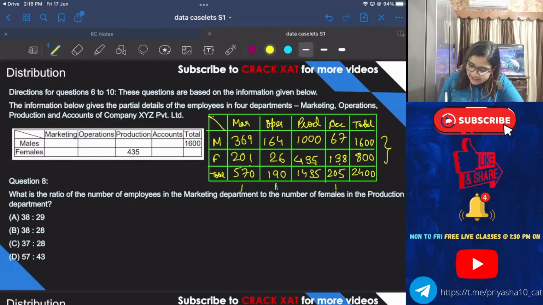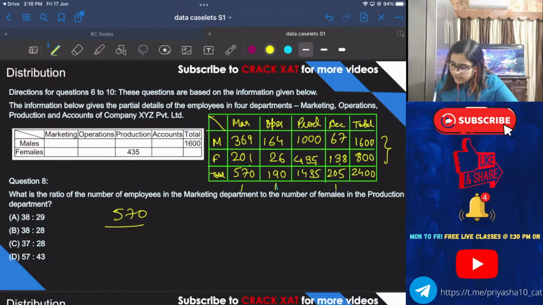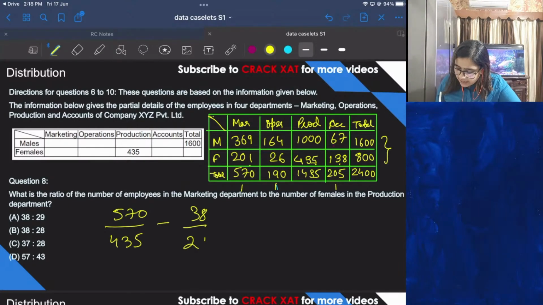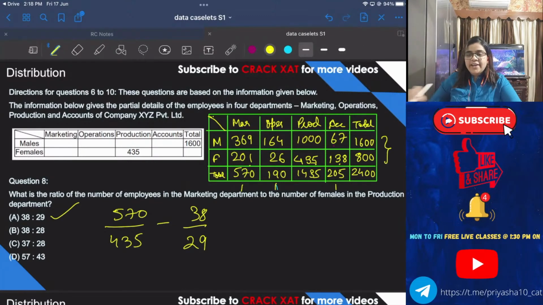570 is the total number of marketing people, and the number of females in the production would be 435. So if I divide them by 5 and then further, I'll see that the fraction would reduce down to 38 upon 29. That is option A. Easy?